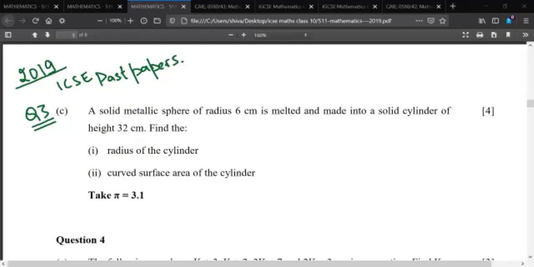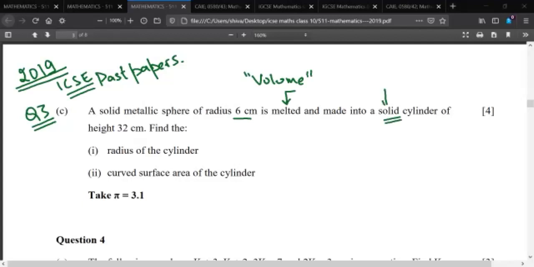Okay, Mr. Rudra. So this is the 2019 ICSE past paper, question number 3C. A solid metallic sphere of radius 6 centimeter is melted. Usually, whenever you see "melted", you should understand that it will be a volume question, and made into a solid cylinder.